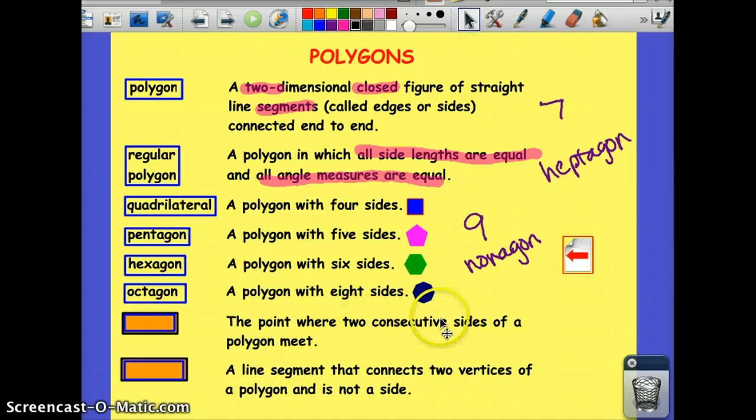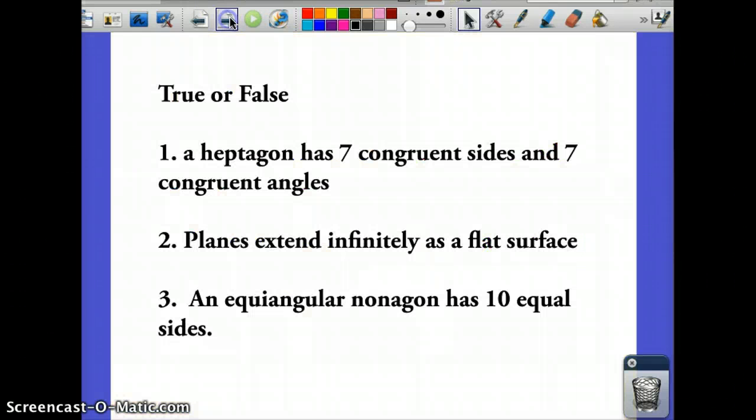The point where two sides of a polygon meet, we call that a vertex. Think about that as the corners of your polygon. And where the two vertices, what connects them, we call that the diagonal. Those are the non-consecutive connections, okay? That would be my room across from Mr. Haas's room. We are not next to each other, so it's non-consecutive.